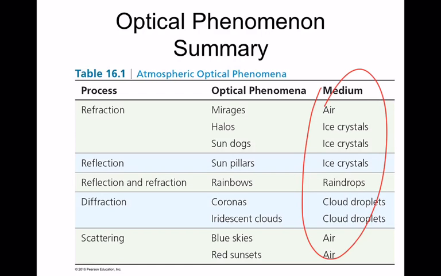You know, what causes rainbows? Rain droplets. What causes sun pillars? Ice crystals. What causes sundogs? Ice crystals. So you don't have to worry too much for your test about that first column. Okay.